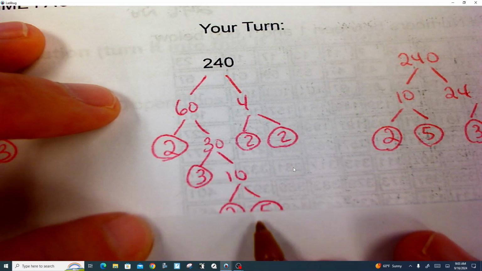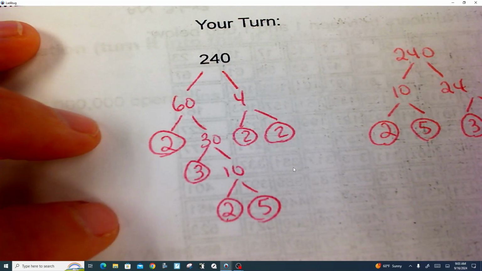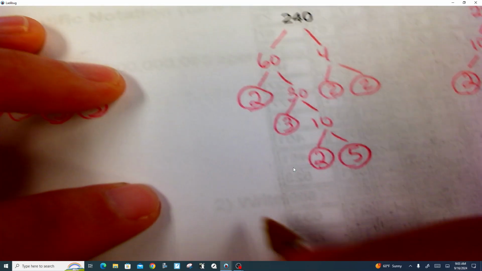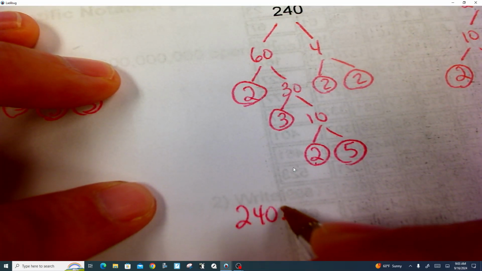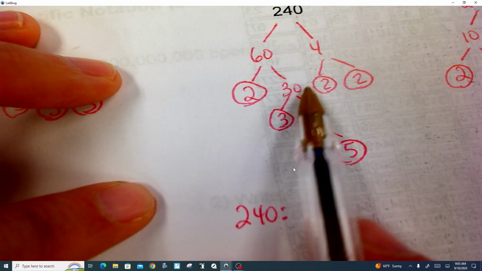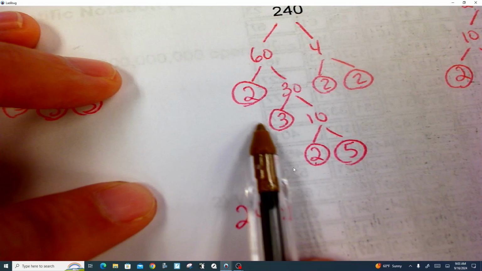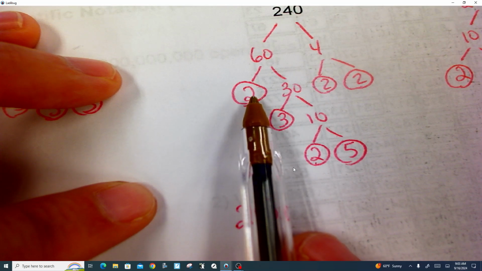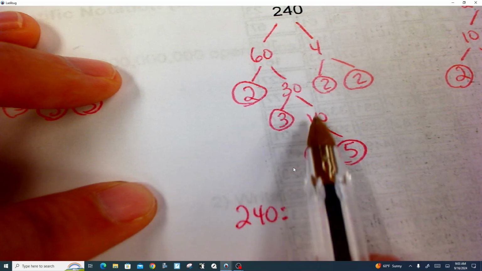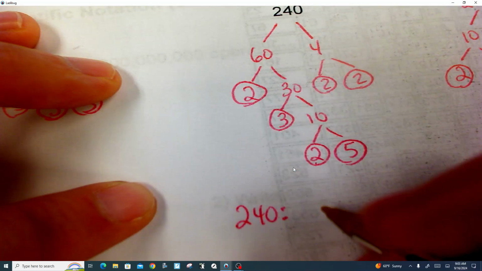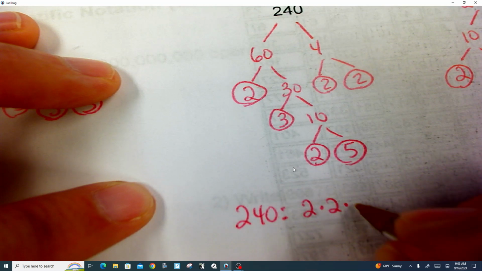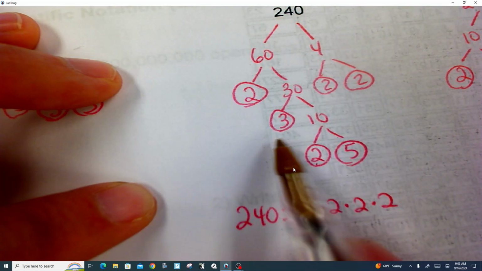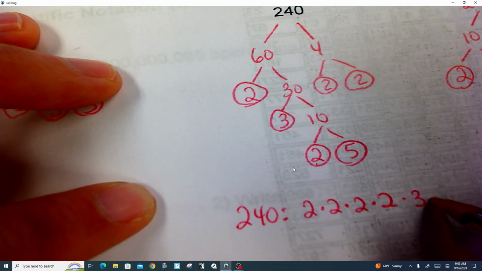So 3 is prime, and then 10 is 2 and 5, so that's prime. And so literally what's happening here is that my 240 prime factorization is all of these circled prime factors. And we just got to put it together. How many 2's do we have here? 1, 2, 3, 4. So I want to start with my 2's first. And then I got 1, 3, and 1, 5.